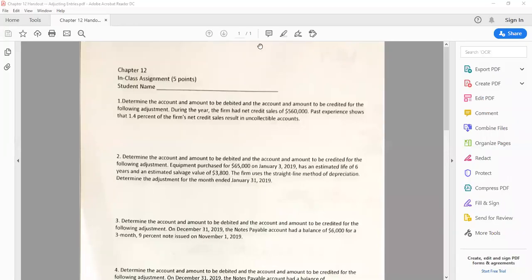Okay, so this is your Chapter 12 handout on adjusting entries. And so here's going to be number one. I'm going to walk you through how to do the calculations, and then I'll take you over to the journal to show you the actual journal entry. All right, so let's get started.